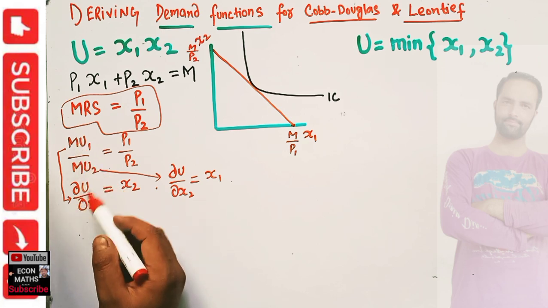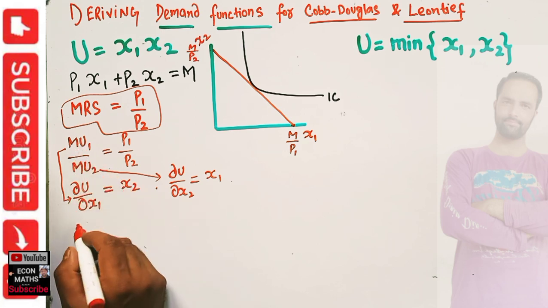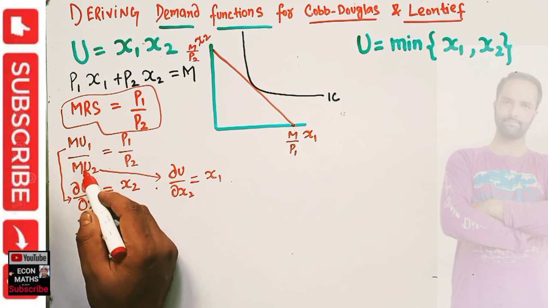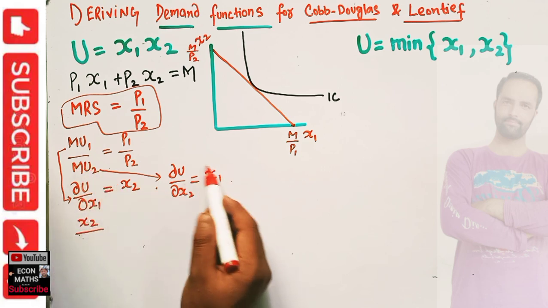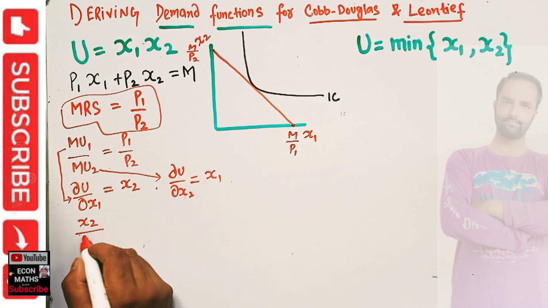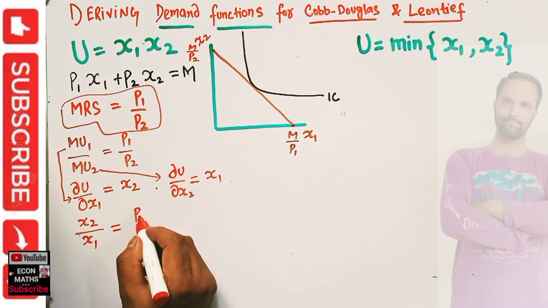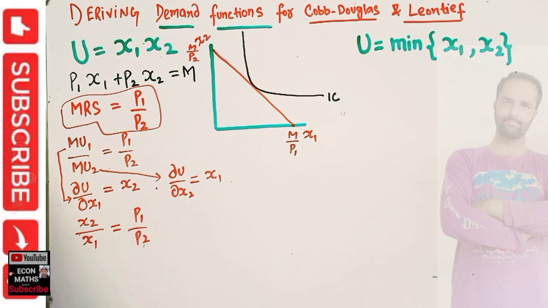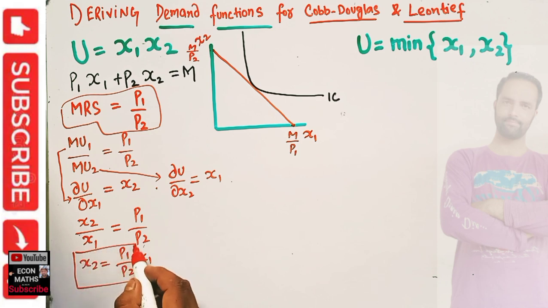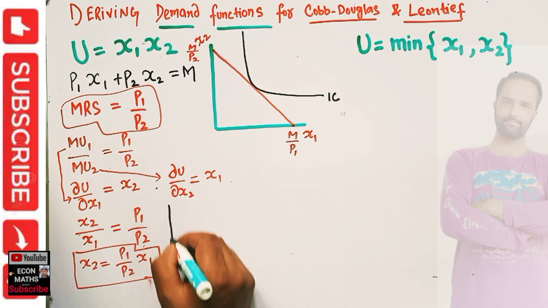So marginal utility of 1 is equal to this, and we got it as x2, and marginal utility of good 2 is du upon dx2, which comes out to be x1. It should be equal to the ratio of price p1 upon p2. Solve for x2, so x2 is equal to p1 upon p2 into x1. Okay, now just plug this value of x2 back in our budget constraint.